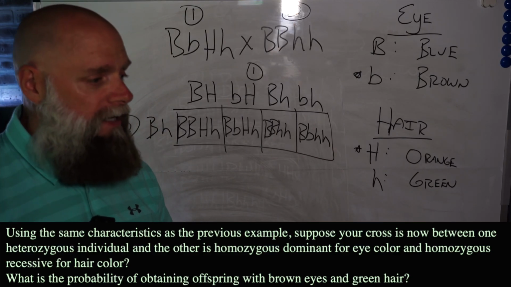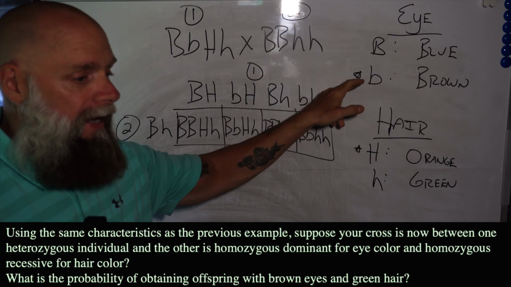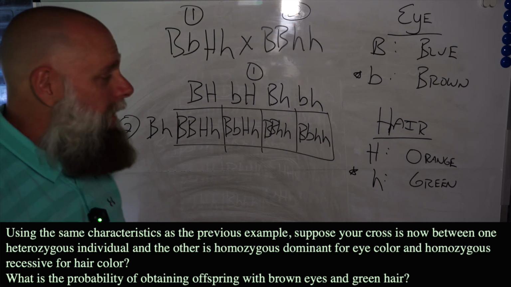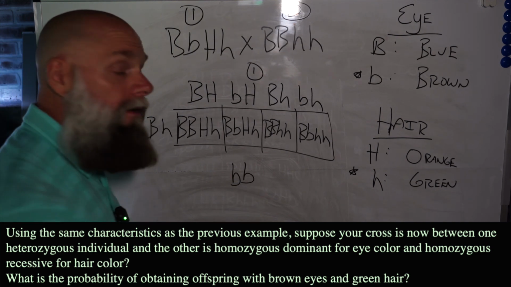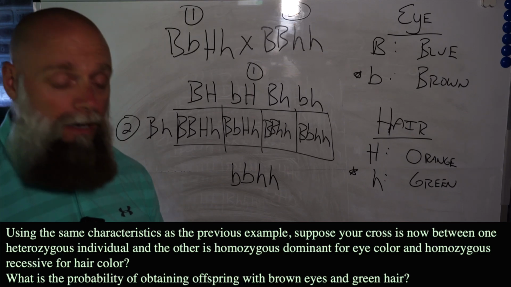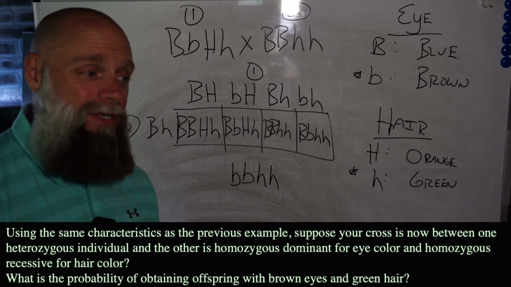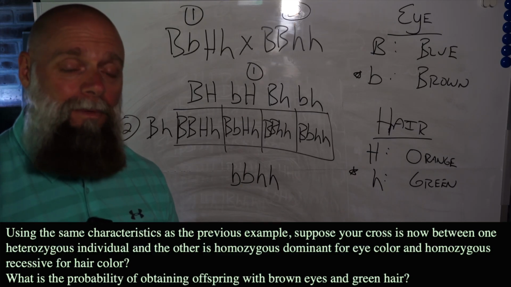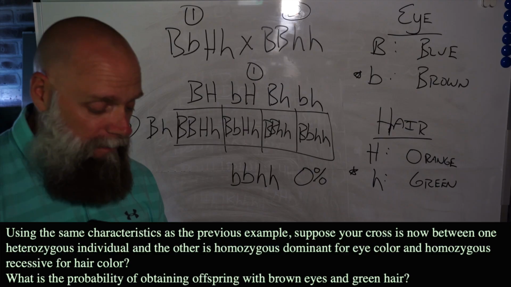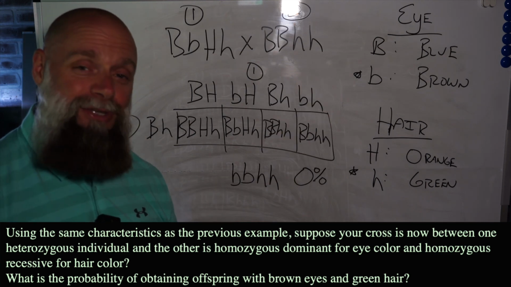And our question was, what is the probability of obtaining offspring with brown eyes and green hair? Well, guess what? To get brown eyes and green hair, we have to be homozygous recessive for both eye color and hair. And so that's what we'd have to have, lowercase b's and lowercase h's. Well, guess what? Right here, we got nothing. So there is a 0% probability, given the genotypes for the organisms that we're crossing, that we can have offspring with brown eyes and green hair.